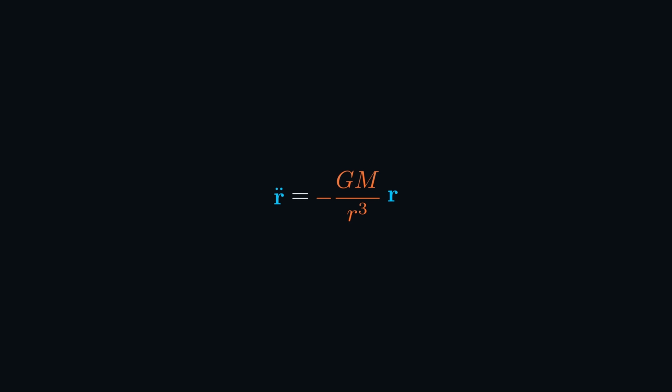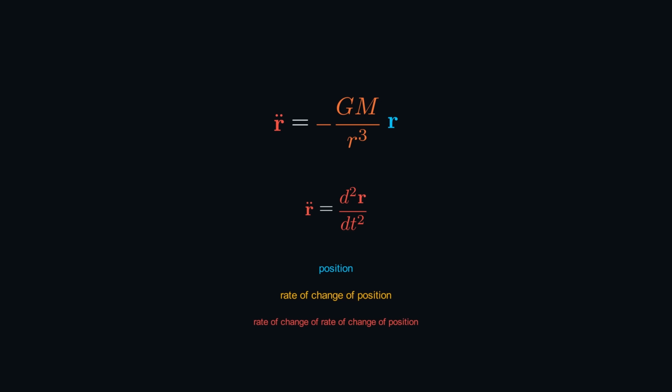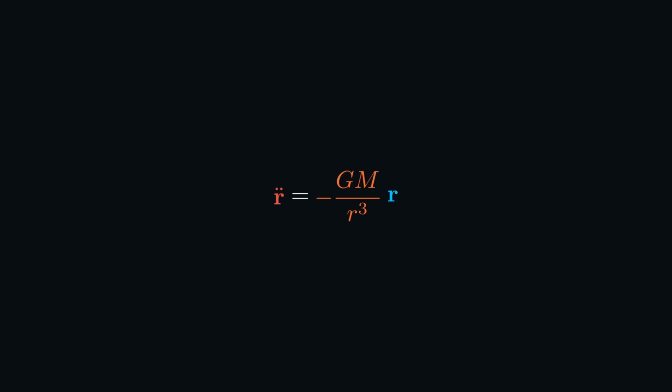But that r double dot on the left, that's not a number. It's the second derivative of the planet's position with respect to time. It's the rate of change of the rate of change of the position. In other words, the position isn't just sitting neatly on the right side as a value, it's secretly hiding on the left side too, trapped inside its own derivative.